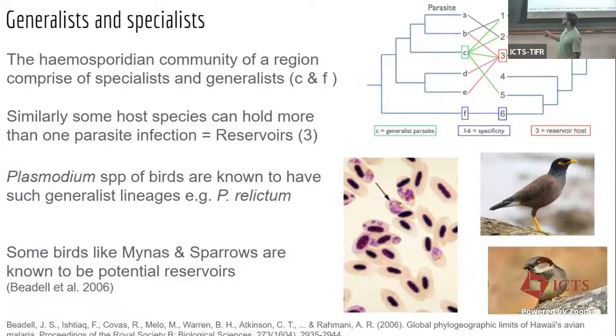So something like mynas or sparrows, yeah. We have studied some cross-reactivity between these different malarial parasites. What do you mean by cross-reactivity? Cross-reactivity means how antigenically similar these parasites are, human or from the bird.